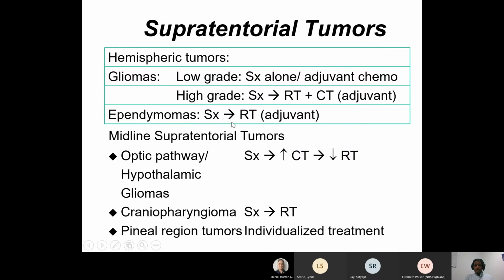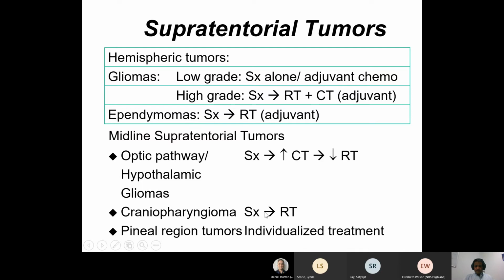Ependymomas, surgery is the main treatment, radiotherapy is the adjuvant treatment to consolidate. And then there are midline tumors like optic pathway gliomas, hypothalamic gliomas. Surgery is almost impossible in this region because it will cause damage. So biopsy is the main thing that they do. And so increasingly we are using chemotherapy, decreasingly using radiotherapy because radiotherapy also damages the optic pathways, the hypothalamus, leading to visual impairment or endocrine impairment. So chemotherapy is often used for these patients.